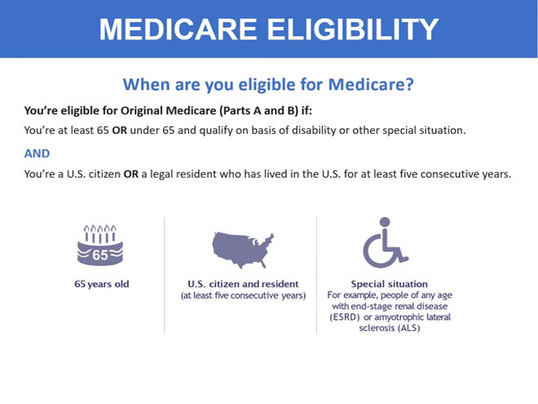So who's eligible for Medicare? You have to be at least 65 years old, or you could be under 65 if you have a qualifying disability that Social Security approves. You'd be a U.S. citizen or a legal resident that's lived in the U.S. for at least 5 consecutive years. Or there are some special situations, for example, people of any age with end-stage renal disease or ALS.